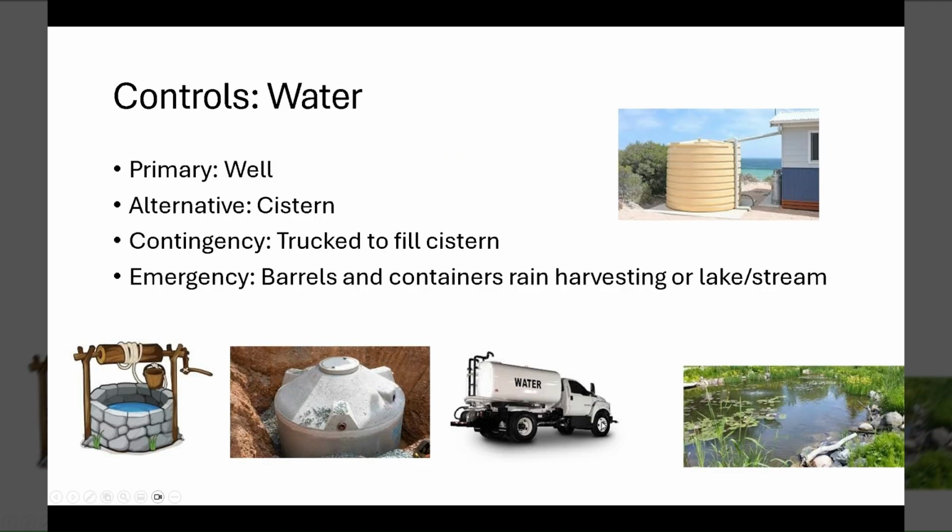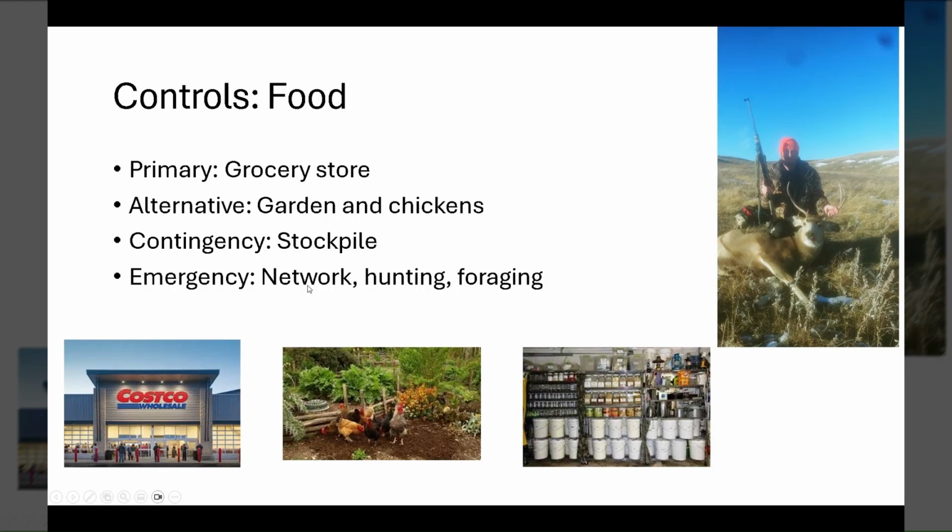Controls for water. Primary might be your water from a well or from a city utility. Alternative might be a cistern, or maybe you go to a friend's place. If your water's out, maybe theirs isn't. Contingency, maybe you get water trucked in or you have a backup barrel of water in your basement. Emergency might be going to a friend's place, leaving the community, more backup water, things like that.